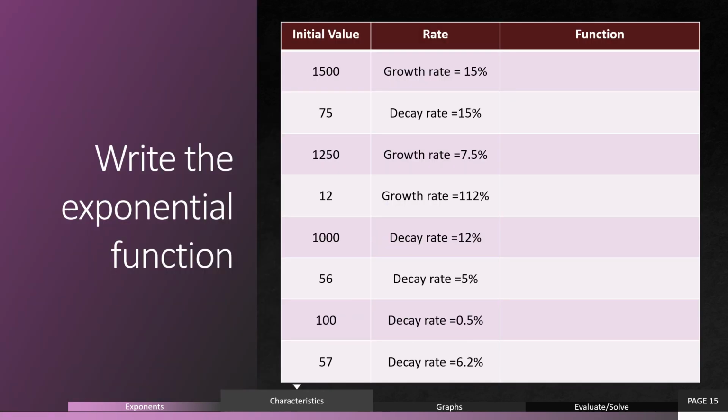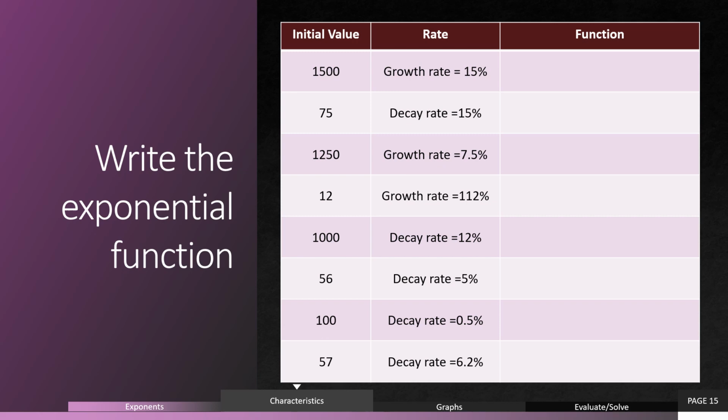So here's some additional practice. We've been given an initial value. We've been told whether it is a growth or decay and what that rate is. So pause the video, fill this table in, and then check your work. If you wish, you can check them one at a time, but do pause and try this on your own.